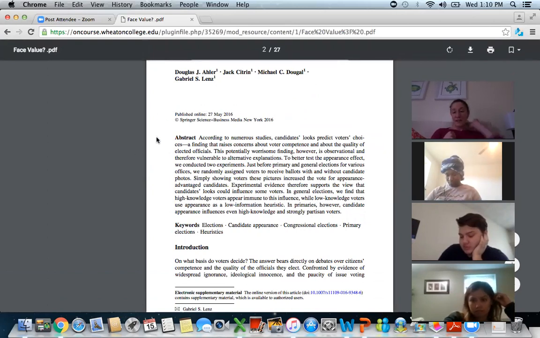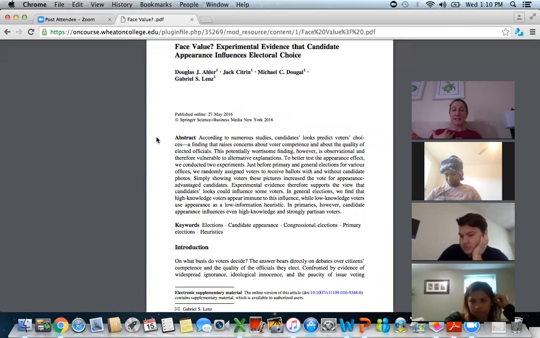Oh yes, Zach is asking me to repeat the independent and dependent variables. The dependent variable is electoral choice, so you're supporting one candidate over another candidate. The likelihood of supporting one particular candidate is our dependent variable, and the key independent variable they're looking at is appearance. Does the appearance of the candidates matter?